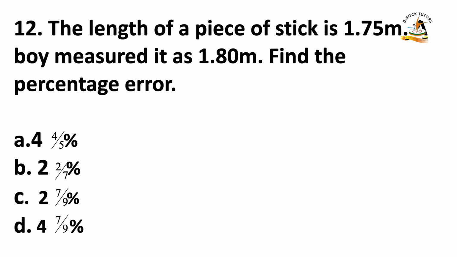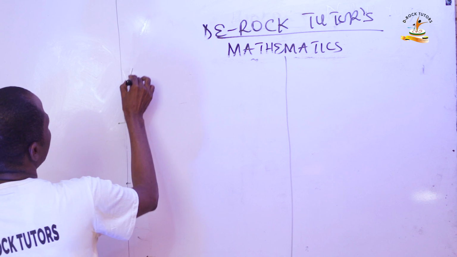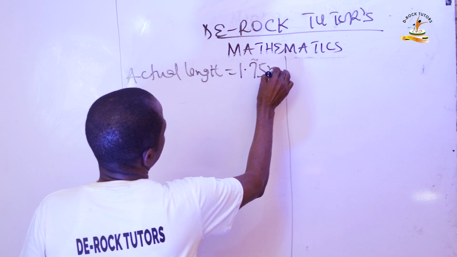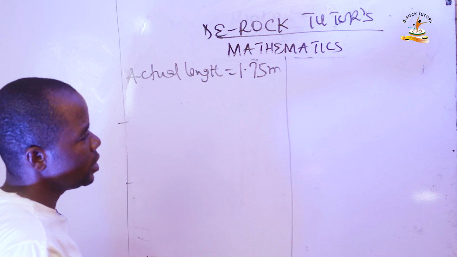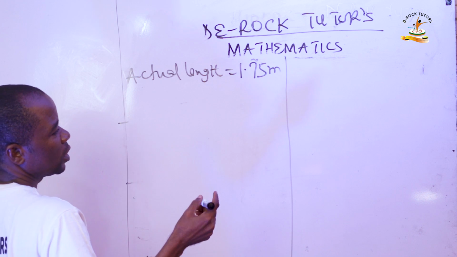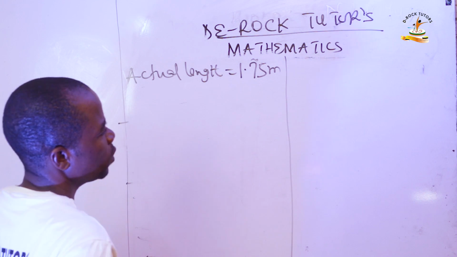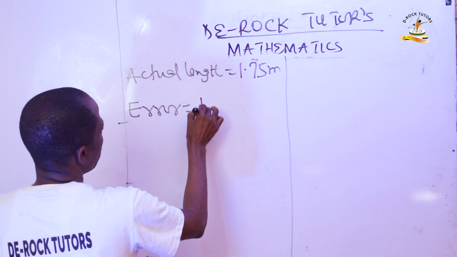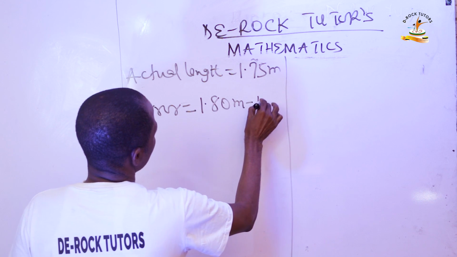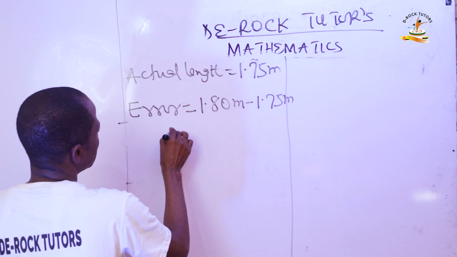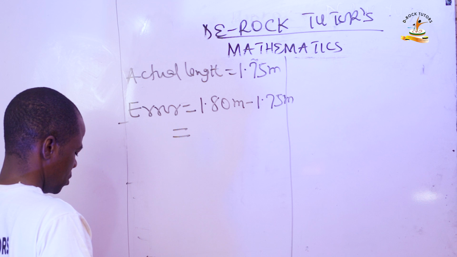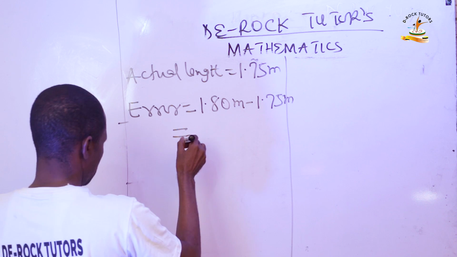The length of a piece of stick is 1.75 meters. So which means that is the actual length. Actual length is 1.75 meters. Now, a boy measured it as 1.80 meters. We have to find the percentage error. Don't forget the actual length, the correct length is 1.75 meters. So the error made by the boy will be 1.80 meters minus 1.75 meters. That's 1.8 minus 1.75, that gives us 0.05.